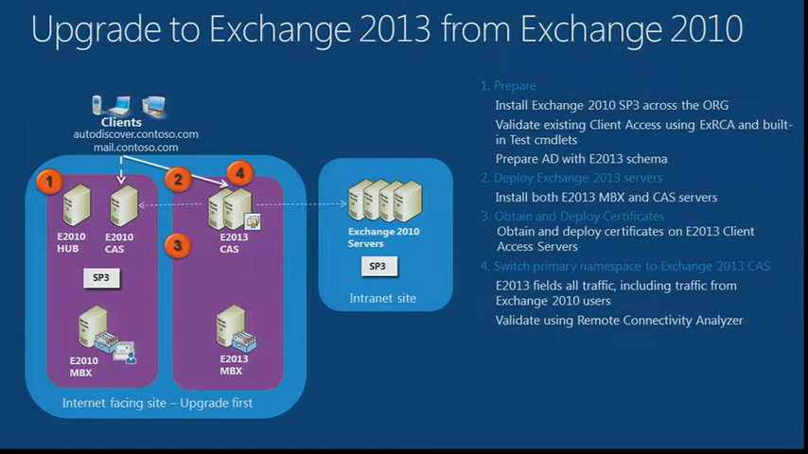All right, and you can see what that path looks like. And at that point, again, you build out your DAG, move your mailboxes, and eventually get to a point where you'll be decommissioning the old servers. You'll uninstall them in an orderly fashion, and you'll have nothing but a pure 2013 org at that point. And then, of course, if you had non-internet facing sites, you would move and do the upgrade for them next.